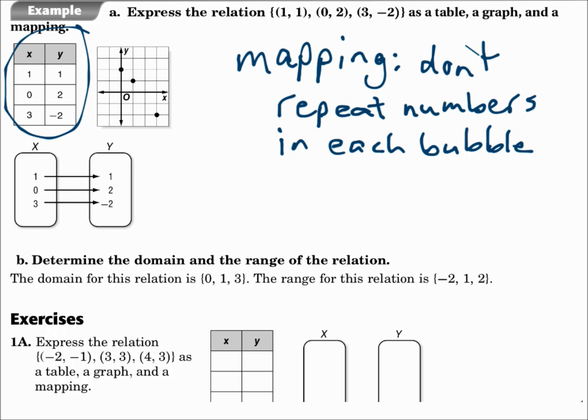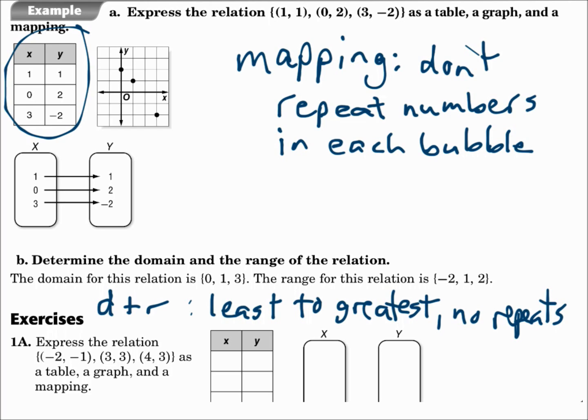For the mapping, draw an X bubble and a Y bubble. Don't repeat the numbers in the bubbles, and then draw the arrows from the X to its corresponding Y value. 1 goes to 1, 0 goes to 2, 3 goes to negative 2.